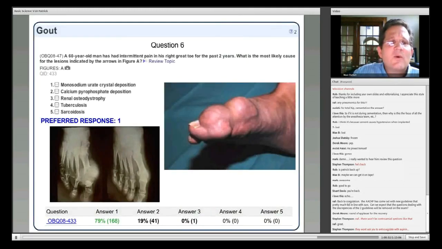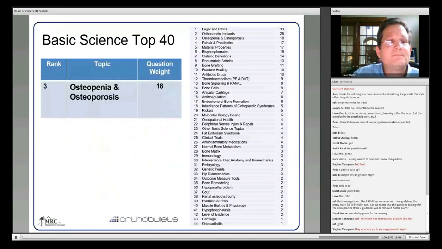So we get back to the question, and I'm surprised that only 79% of y'all got that right. The second question was calcium pyrophosphate deposition, and the way that you'll remember that on the test is CPPD or pseudogout usually has just calcified crystals inside the cartilage. It doesn't really dissolve bone, whereas gouty tophi do dissolve bone from time to time. We're going to move a little bit to osteopenia and osteoporosis.